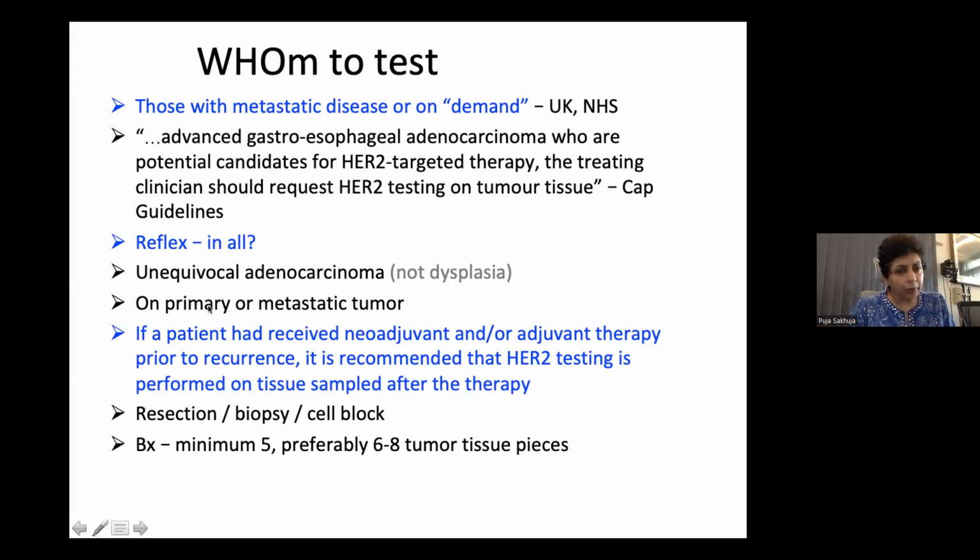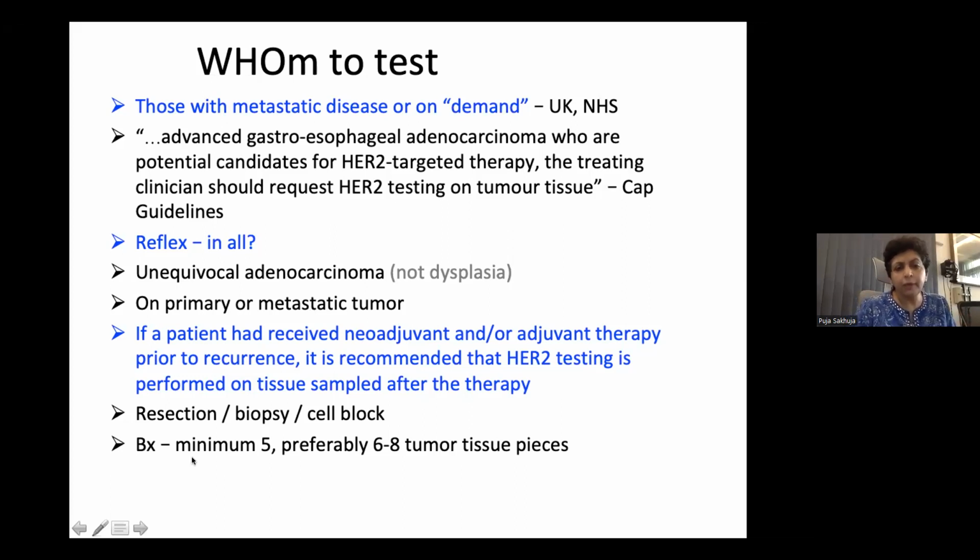It can be done on the primary tumor. When there is metastasis, it can be done on the metastatic tumor. In fact, if the metastatic tumor can be biopsied, then it is ideal to do it on the metastatic tumor. If a patient has received neoadjuvant therapy, then the biopsy which shows that there is still an adenocarcinoma is where it should be tested, not in the initial biopsy which was done prior to the neoadjuvant therapy.